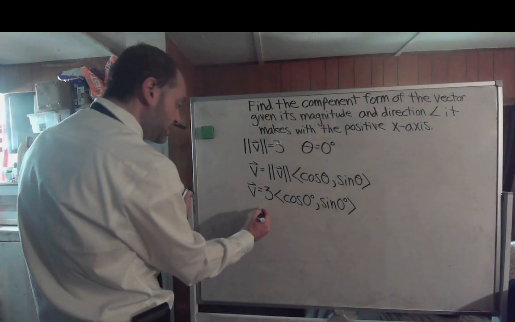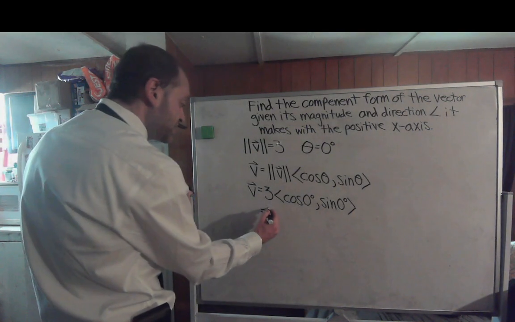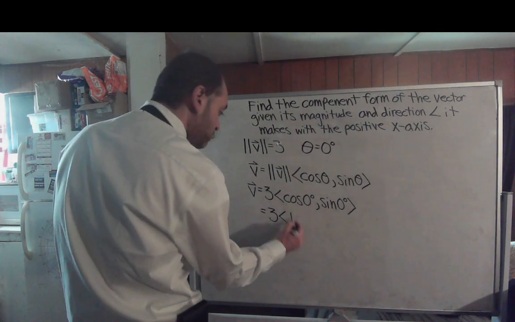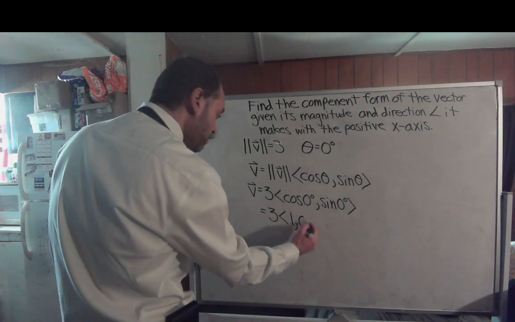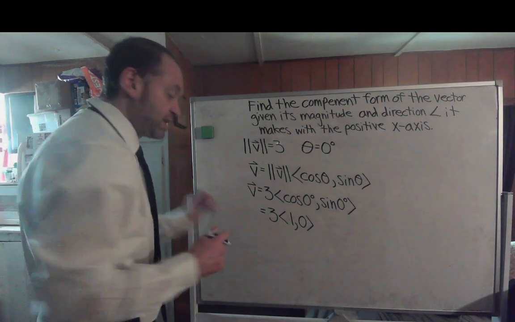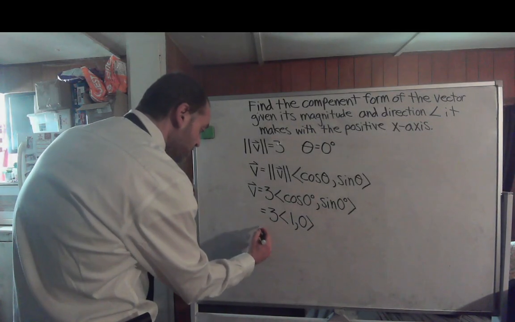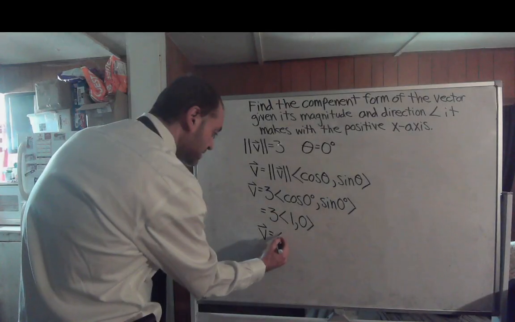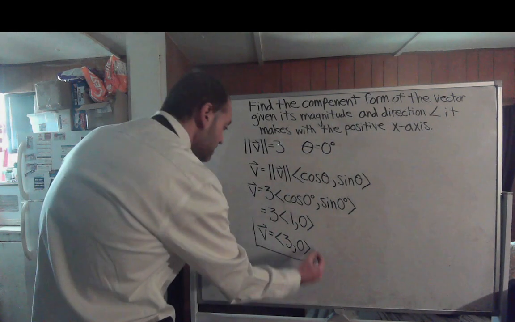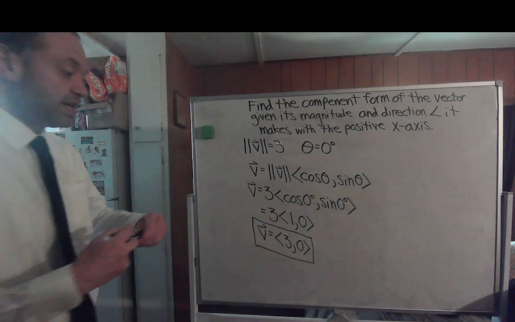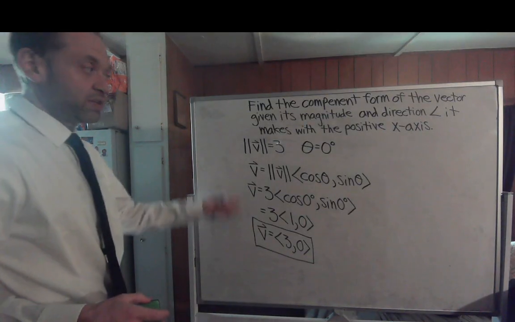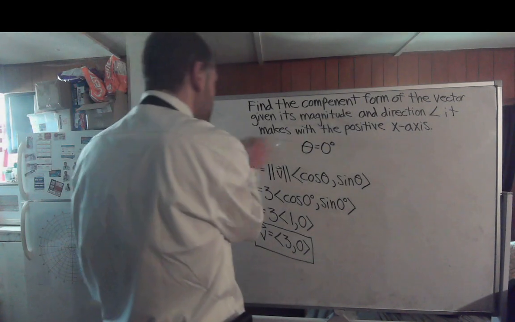Well, okay, so let's keep that 3 on the outside for a minute. What is the cosine of 0 degrees? That's just 1, right? Sine of 0 is 0. Now if I just take that scalar multiple of 3 and distribute that through the vector, you'll get in component form that vector v is going to be 3, 0. So in component form, vector v is 3, 0. So this is partly how trigonometry relates to vectors.